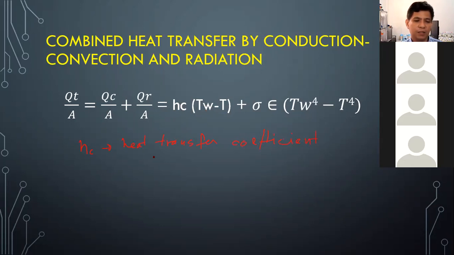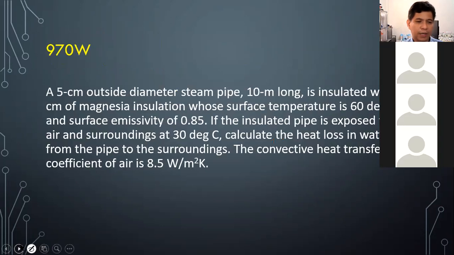Hindi pa naman natin na-discuss yung convection. Pero basically, ganyan lang naman kasimple. I-multiply mo lang yung heat transfer coefficient dun sa delta T. Tapos actually, ito yung pinag-aaralan natin, ito yung heat of radiation. So, sigma times emissivity times the fourth power of TW minus T to the fourth. Okay? So, let's try to answer this classic problem.